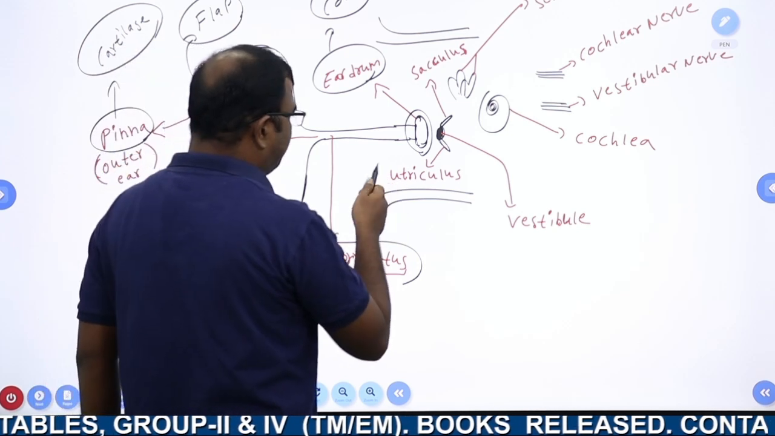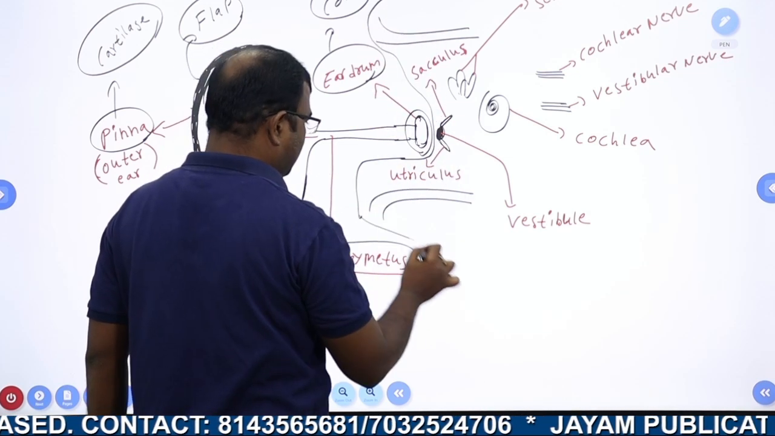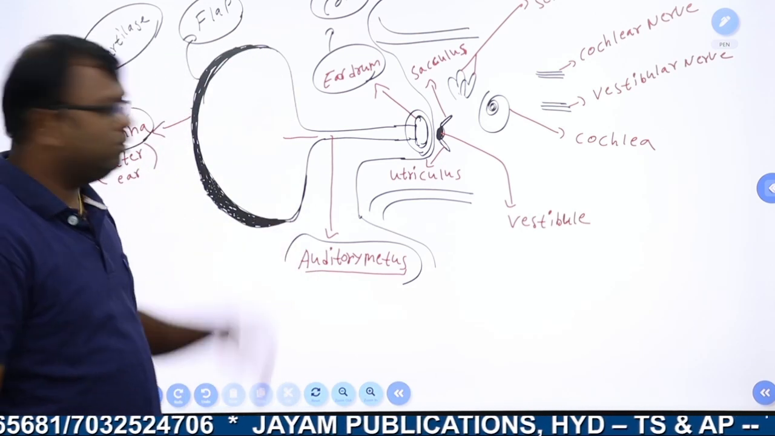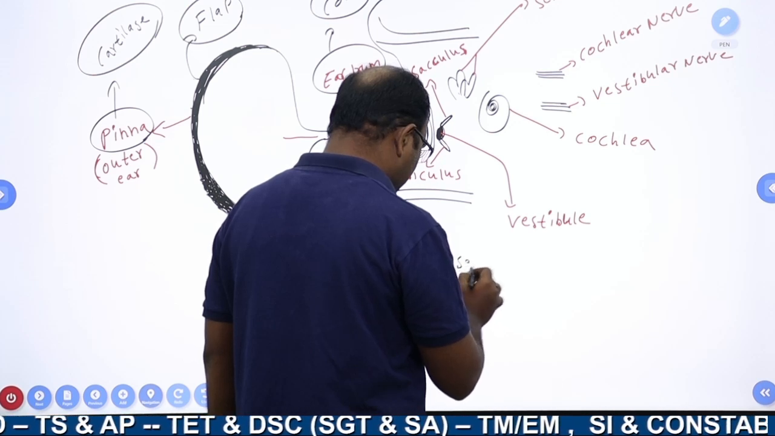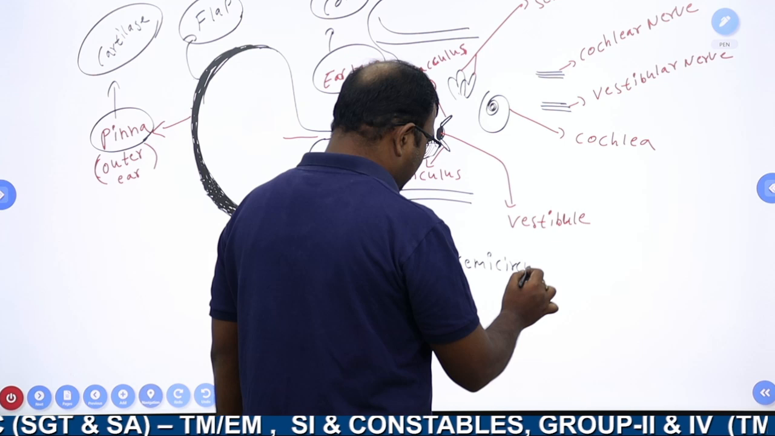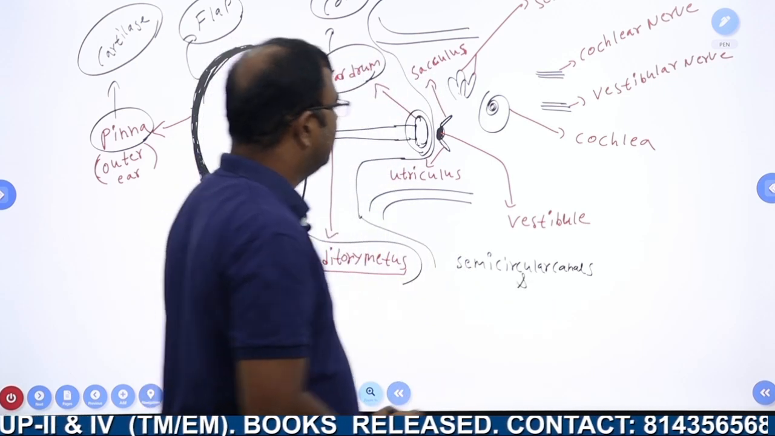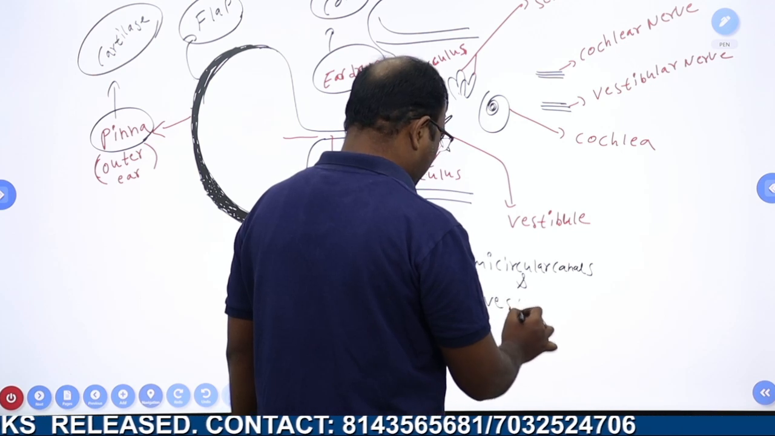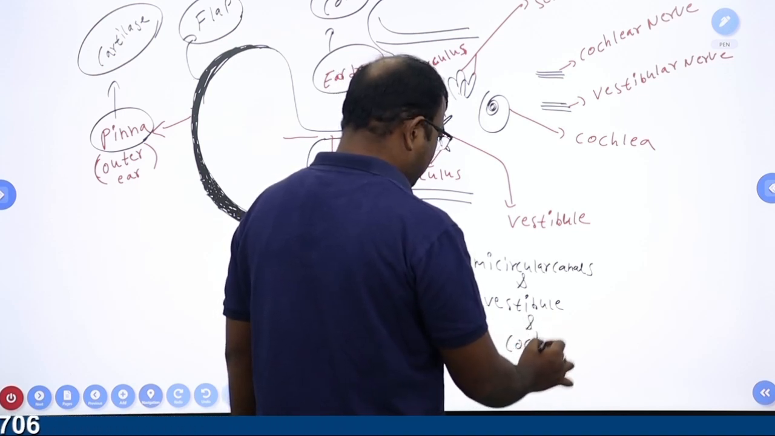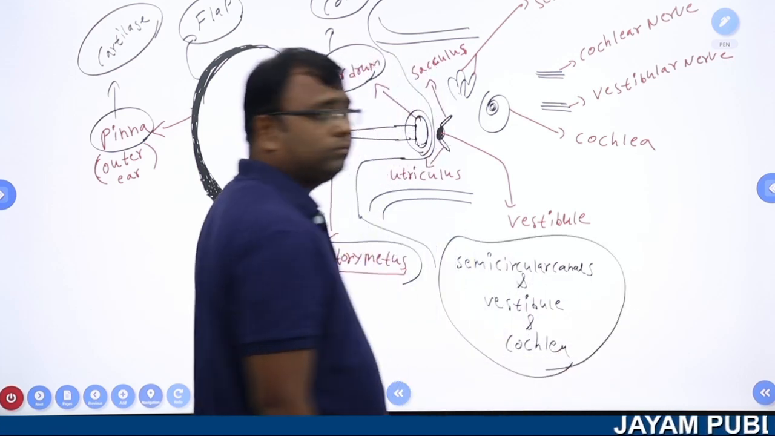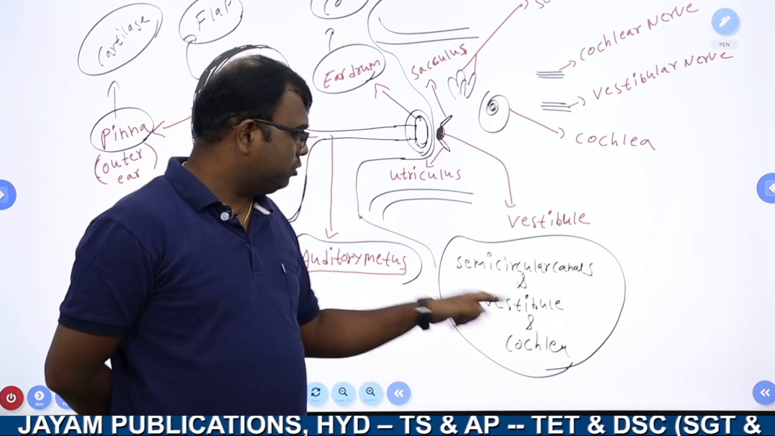Look at this part. This part is the inner ear. The inner ear has semicircular canals, vestibule, and cochlea. The inner ear has semicircular canals, vestibuli, and cochlea.